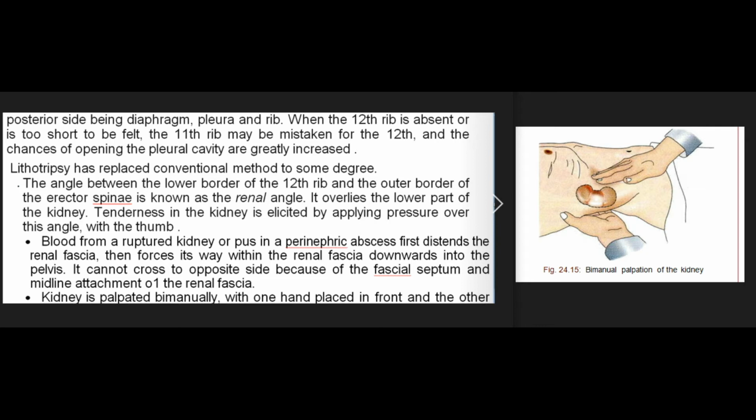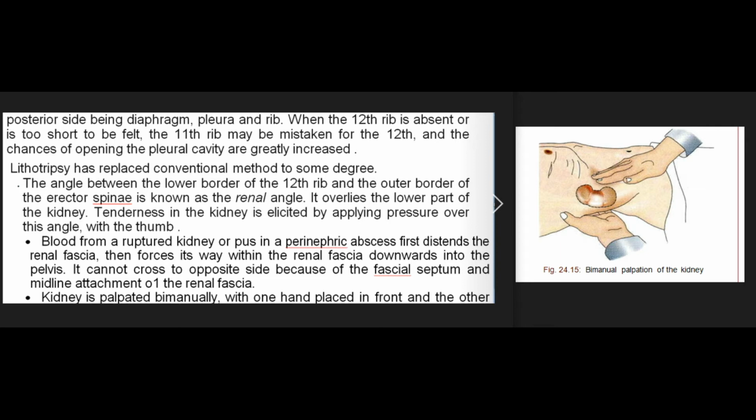Blood from a ruptured kidney or pus in a paranephric abscess first distends the renal fascia, then forces its way within the renal fascia downwards into the pelvis. It cannot cross to opposite side because of the fascial septum and midline attachment of the renal fascia.